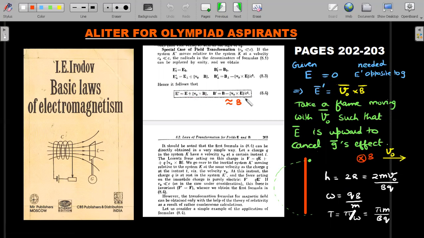Okay, so I've just substituted E is equal to 0 here. I need to choose a velocity V naught bar such that this E prime bar is against gravity and cancels gravity. So we'll take a frame moving with this V naught bar such that E prime bar is upward to cancel the effect of g. Now, in order to get E prime bar in the upward direction with a B already given inward, you need to move towards the right. You can clearly, easily see: just pause the video and try to convince yourself with the right hand thumb rule that this combination will produce an E prime with this formula in the upward direction. So the strength of that velocity should be simply related by the E and B relations. E prime should be exactly cancelling mg. So I'll be able to get that.